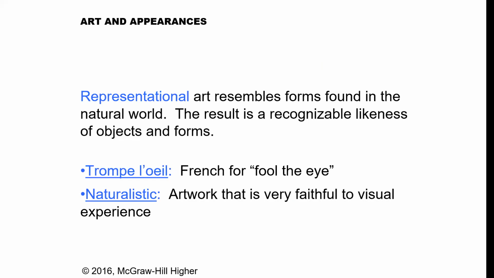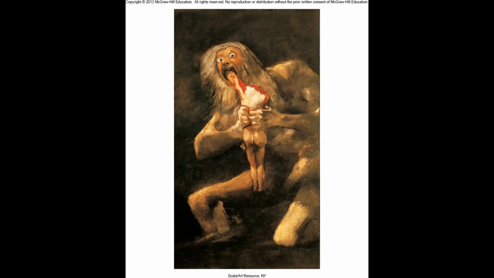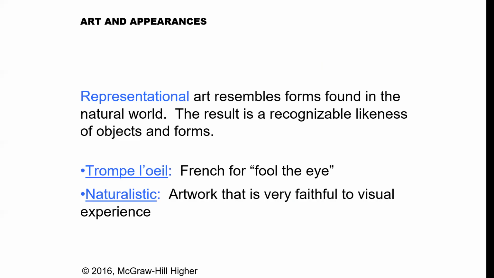So a couple of interesting terms here. Trompe-l'oeil, it's French for fool the eye, and I've mentioned this before. I have an example coming up. And the naturalistic, that means artwork that is faithful to visual experience. So there's some ways of saying that this is somewhat naturalistic in its execution, the way the artist painted it, but not naturalistic in its faithfulness to our typical experience in the world.